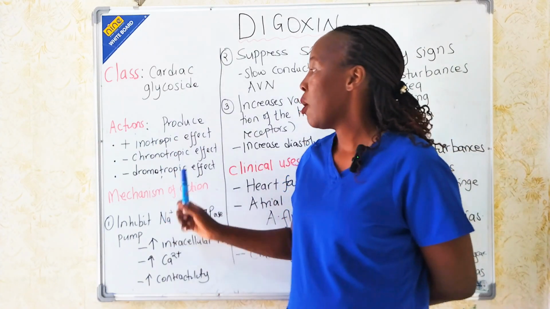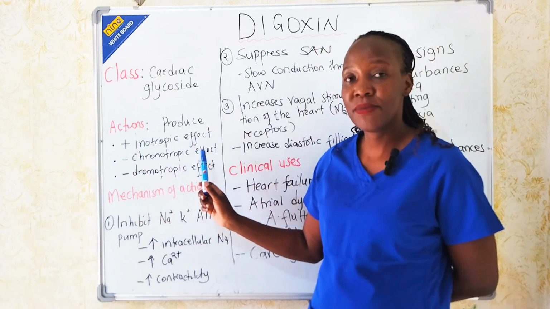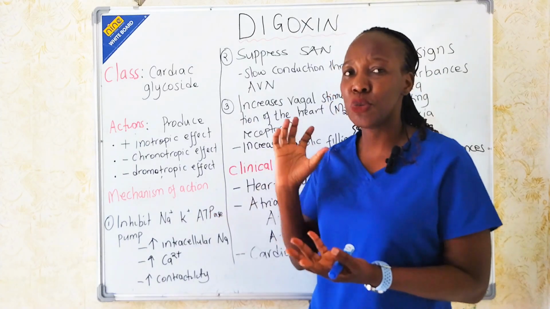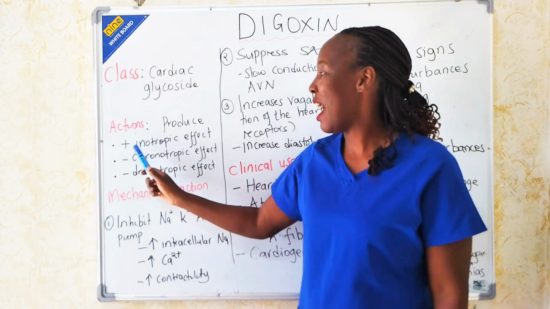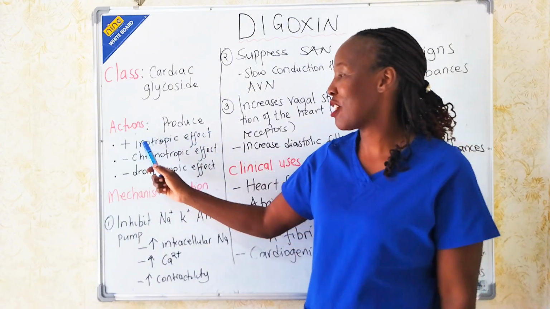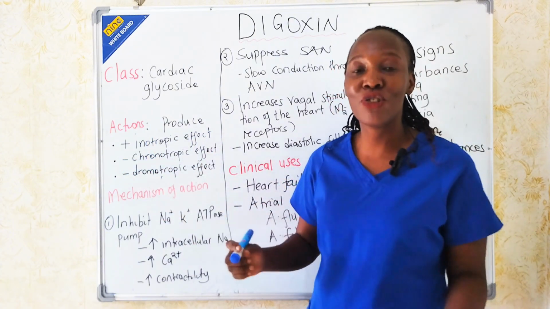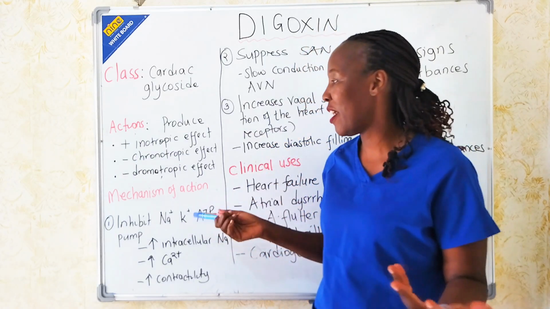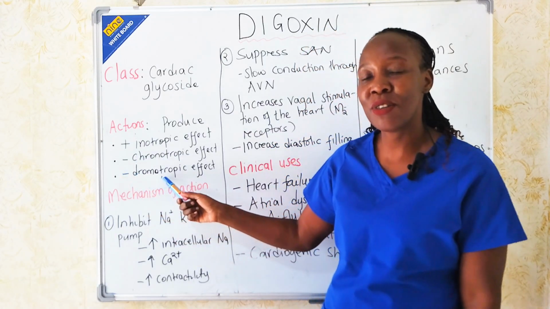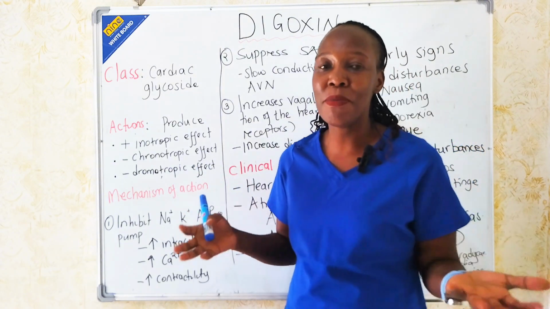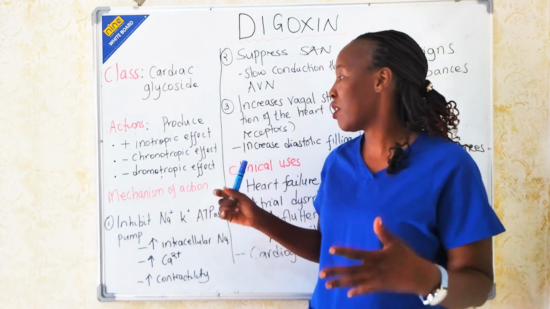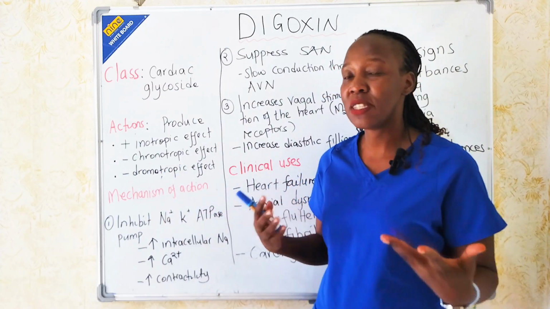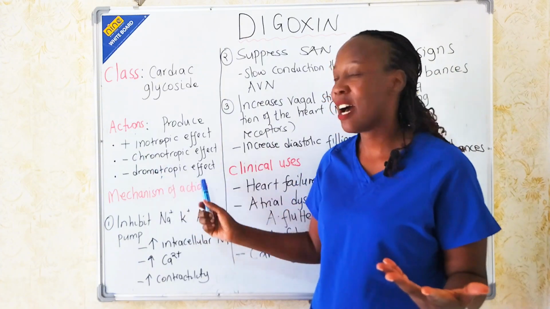Now, digoxin produces a positive inotropic effect. It is going to increase the contractility of the heart, and that helps to push blood forward. However, as it is increasing the force of contraction of the heart, it is going to reduce the rate at which the heart is going to beat. So it produces a negative chronotropic effect. And then also it slows down the speed at which electrical impulses are moving from the atria to the ventricles. That's a negative dromotropic effect. And so we are going to see how exactly that happens now.